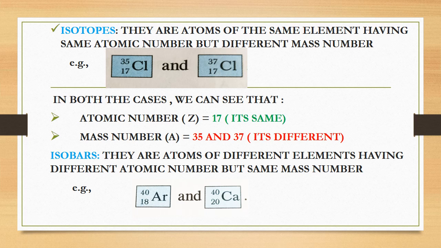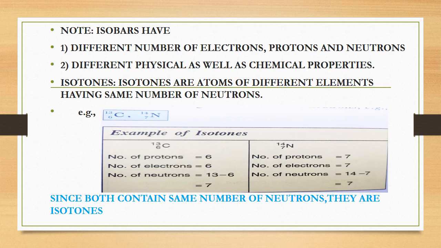If you observe both the cases carefully, what do you notice? In both the cases, argon and calcium, the mass number is same, that is 40. But argon has atomic number 18 and calcium has atomic number 20, which is different. Now, you also need to note that isobars will have different number of electrons, protons, and neutrons.